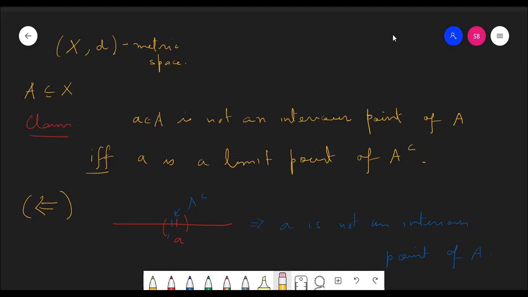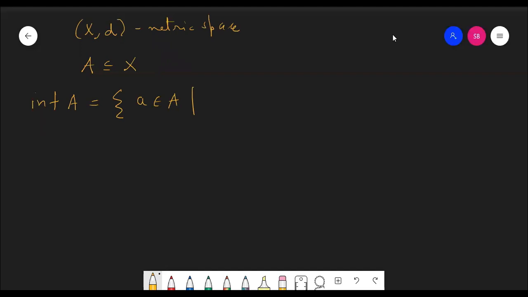Okay. So a few notations. Again, this is the basic setup we have. This is a metric space, and let A be a subset of X. Then interior of A, this is the set of all, sorry, set of all interior points of A. So this is what we define as interior of A. We call it interior of A.